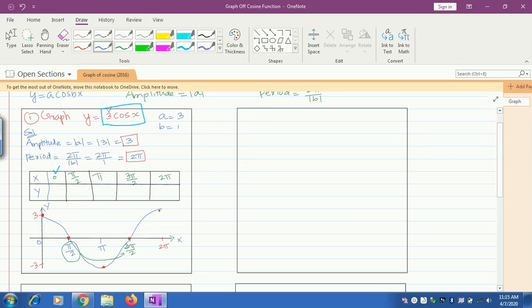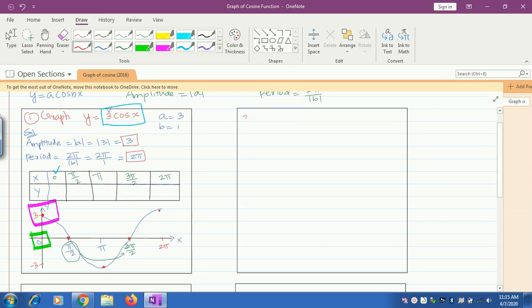This is the graph, right? Since it is plus, it will start with 3. What is the difference between the sine and cosine functions? The cosine starts with the amplitude, whereas the sine starts with the origin. This is the only difference between the sine and cosine graphs.